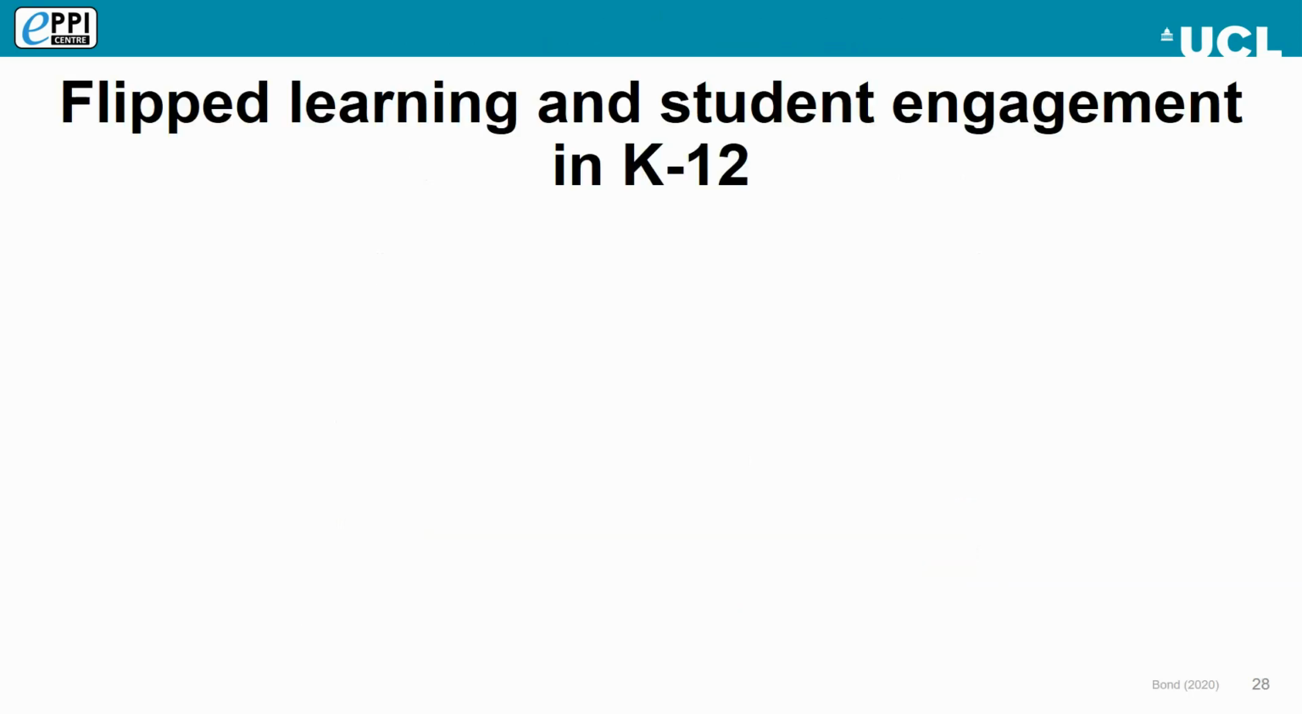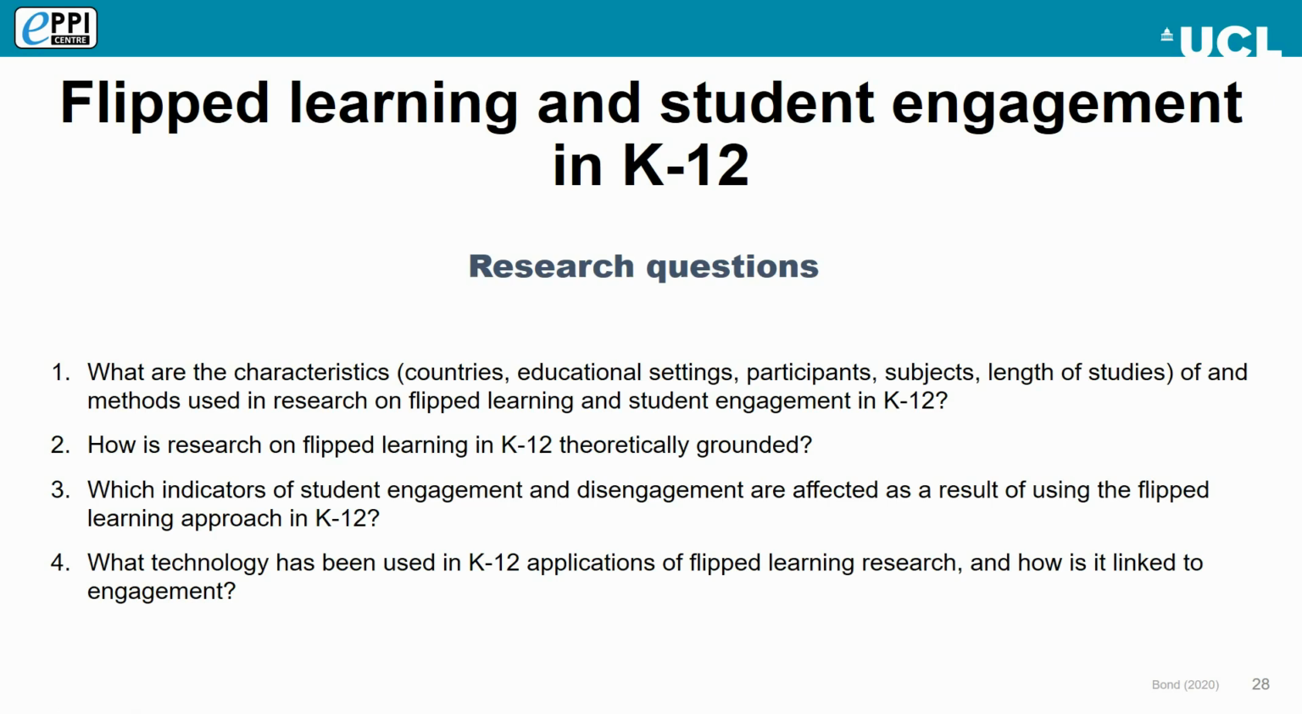The next systematic review that I conducted as part of my PhD was on flipped learning and student engagement in schools, so from K to 12. The research questions I sought to answer were, what are the characteristics and methods used in research on flipped learning and student engagement? How is research on flipped learning theoretically grounded in schooling literature? Which indicators of student engagement and disengagement are affected as a result of using the flipped learning approach? And what technology has been used in applications of flipped learning research, and how is it linked to engagement?